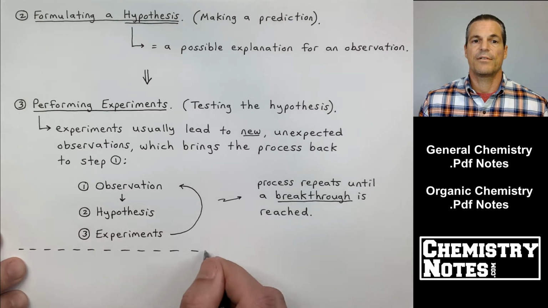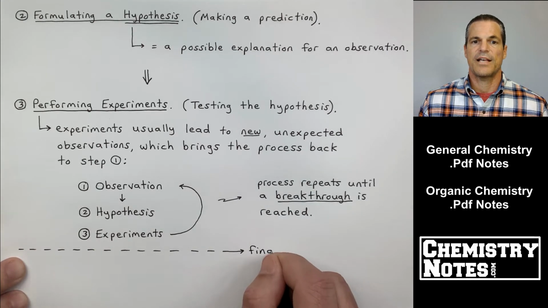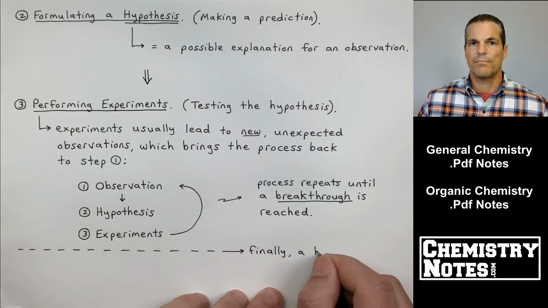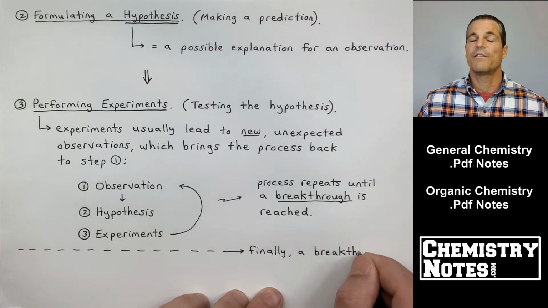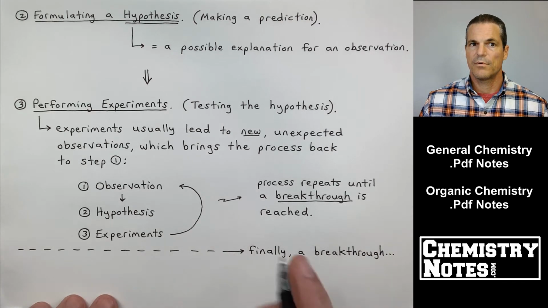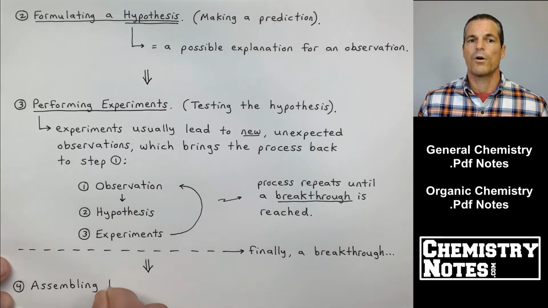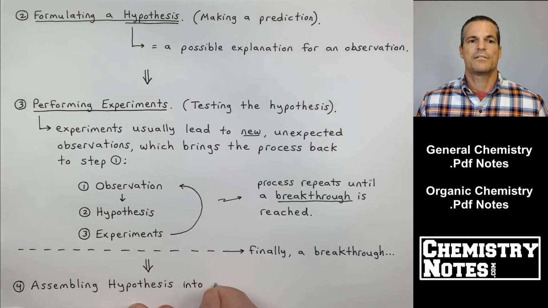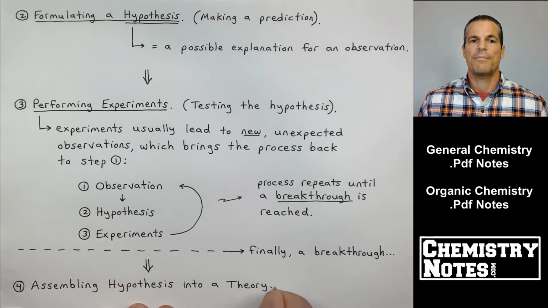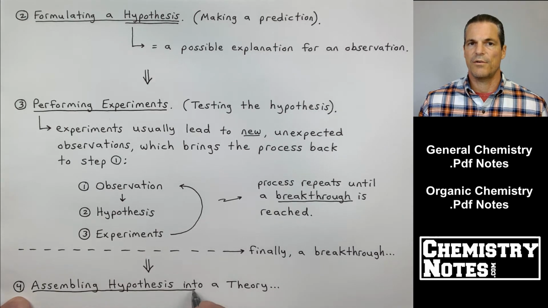Now, after the dashed line, see the dashed line I have here? That's my way of showing you visually. Finally, we have a breakthrough, and we move out of the step 1, step 2, step 3 cycle, and we move into step 4, which is below our breakthrough, below our dashed line. Step 4, assembling hypothesis into a theory.